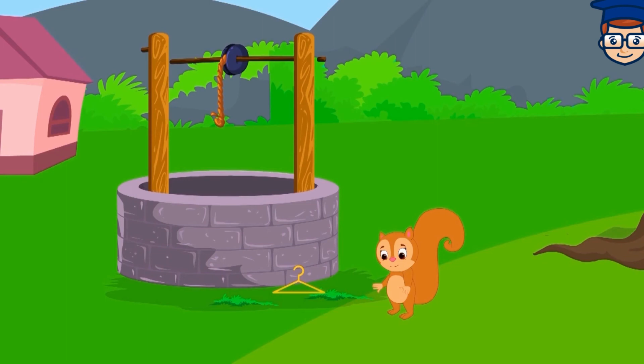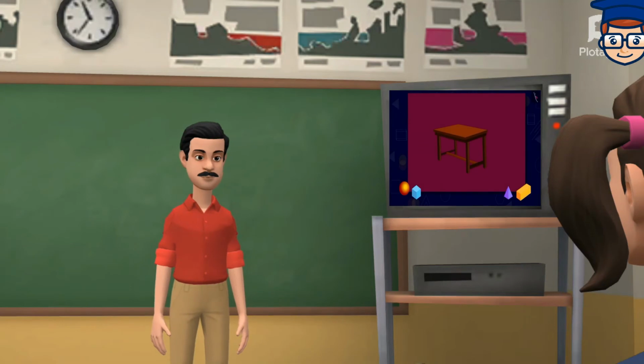Chanda closed her eyes. Seeing this, Bablu came out from behind the well and kept the walnut in front of Chanda and ran away from there. When Chanda opened her eyes and found her walnut, she started dancing with joy.